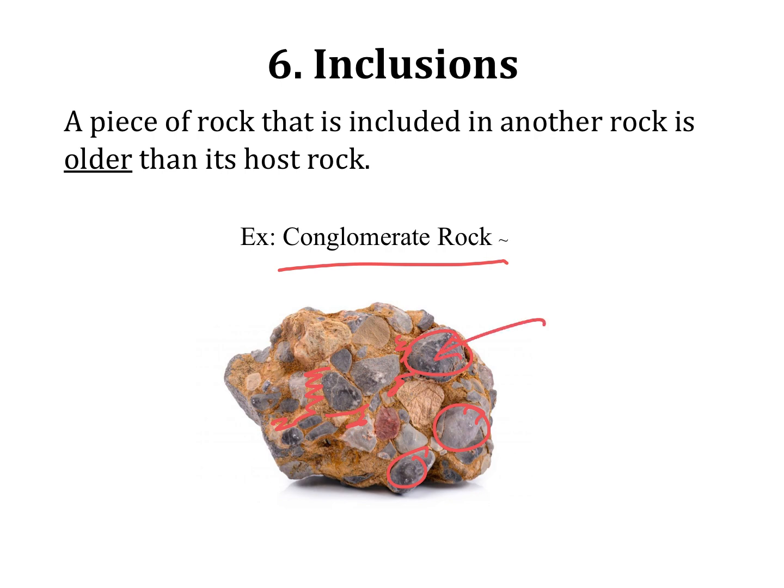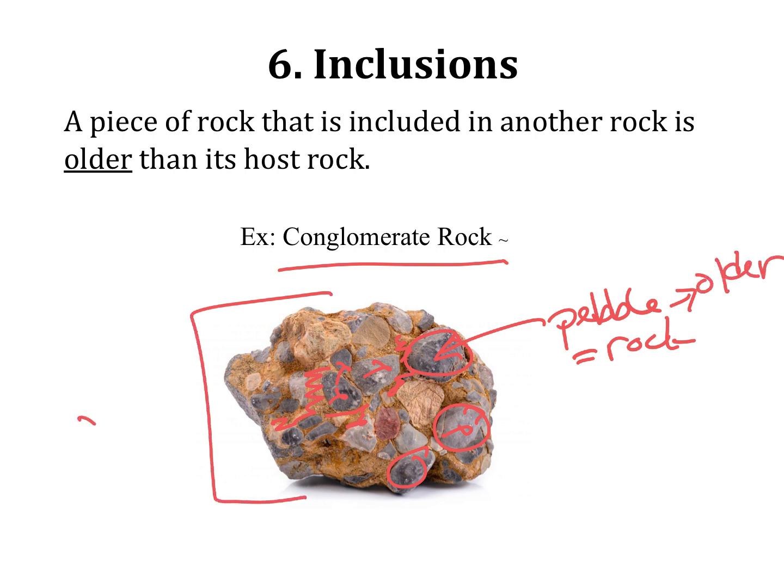So this is a rock, this pebble, right? That was some rock before it broke off and then got deposited with these other pebbles here and then eventually cemented together. So this pebble must be older than this entire conglomerate rock. So if we see any kind of an inclusion in another rock, we know it's older than the rock it's in.